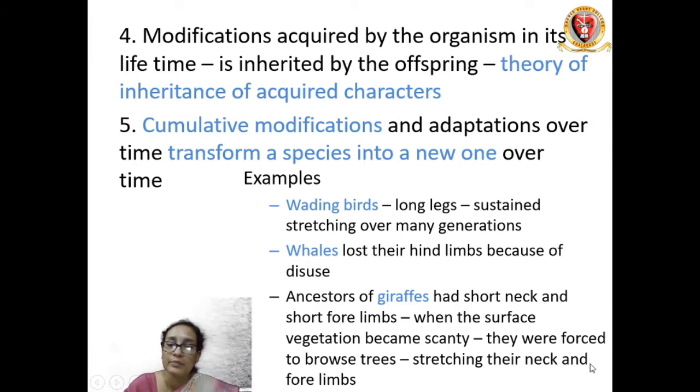Another famous example that is often quoted when you talk about Lamarck is the example of giraffes. According to him, the ancestors of giraffes had a short neck and short forelimbs. So when the surface vegetation became scanty, they were forced to browse trees which are taller, higher. And they stretched their neck and their forelimbs, and that is why today giraffes have long necks and long forelimbs.